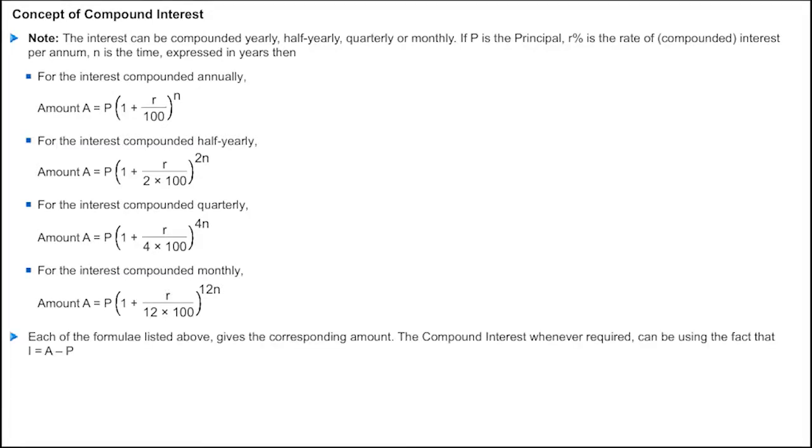Now, each of the above formulas that we have just mentioned gives you the corresponding amount. So, if you want to find out the compound interest, you will have to use the formula I is equal to A minus P. Now, let's learn how to apply all the above formulas which we have just seen.